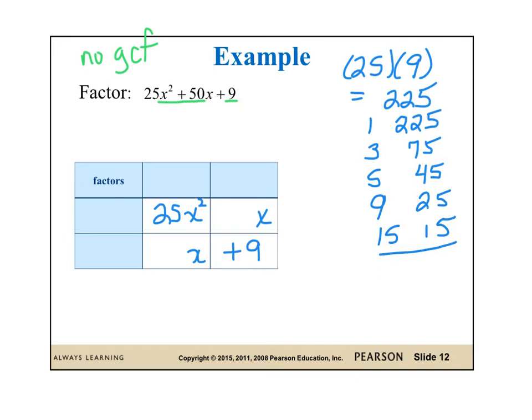So we need to find the ones that add up to 50. And because it's positive and the 50 is positive, we're going to assume that both of these are positive. And it doesn't take too long to home in on the fact that it's 5 plus 45.